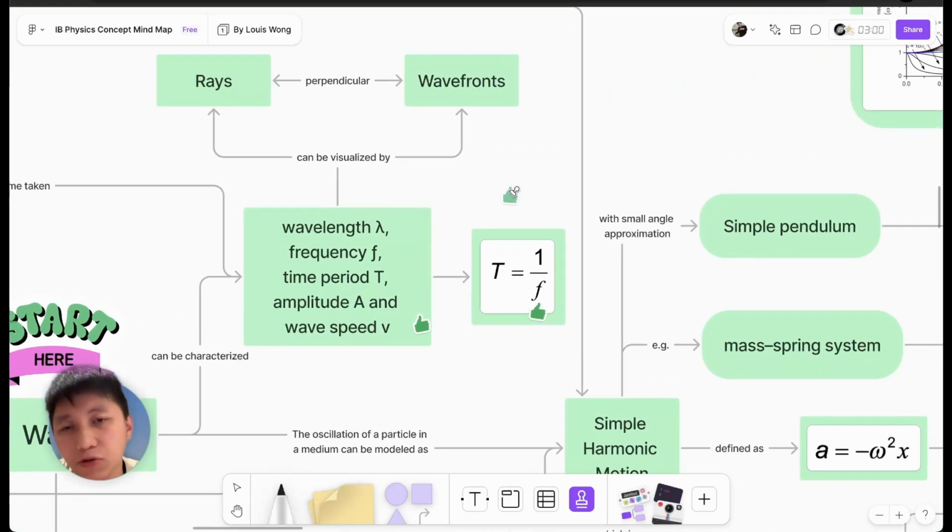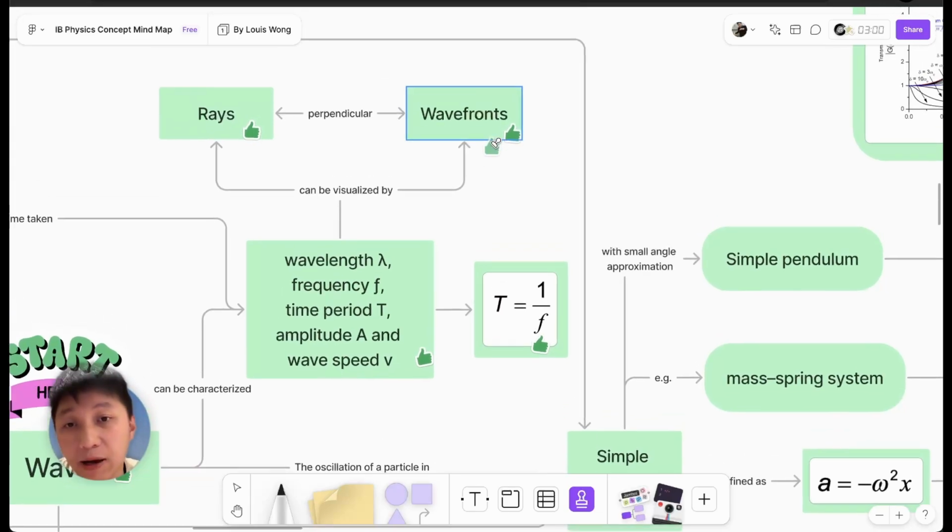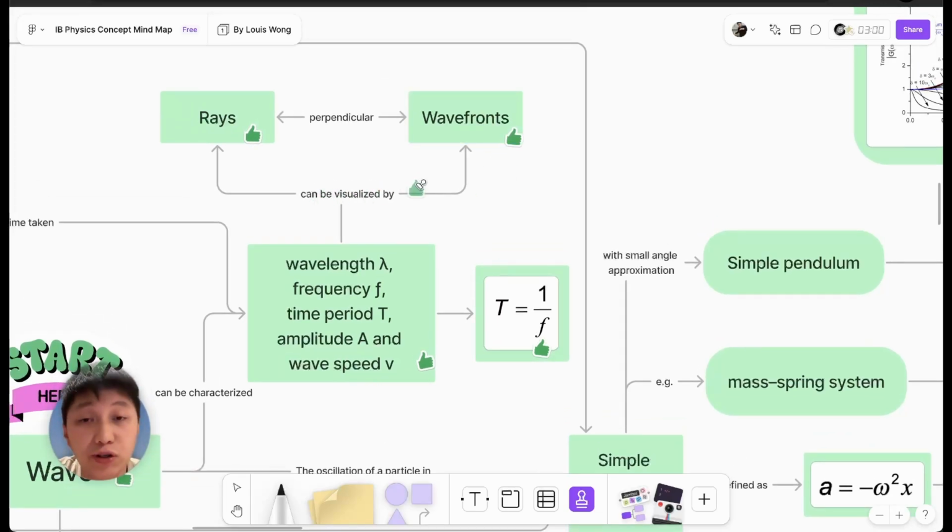And then in terms of drawing to visualize the wave, you should know how to draw different kinds of wave, but you have to be aware of the word wavefront. Normally the one you draw, like the Wi-Fi shape pattern for a circular wave, is called the wavefront. And the direction of travelling is called the ray, and they are perpendicular to each other mathematically.